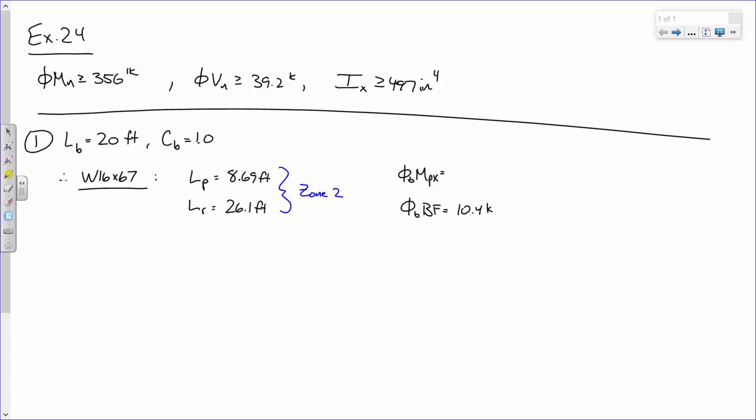Break out the AISC steel construction manuals. We're going to be using them a lot today. We're going to be turning back and forth, back and forth. Especially for you folks that I see did not bring one.